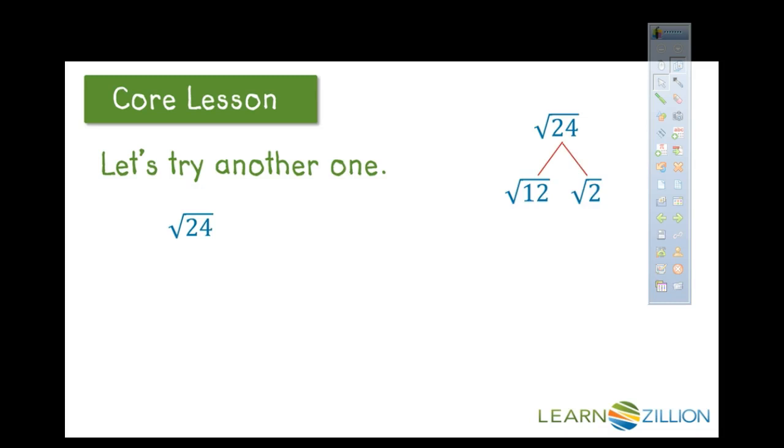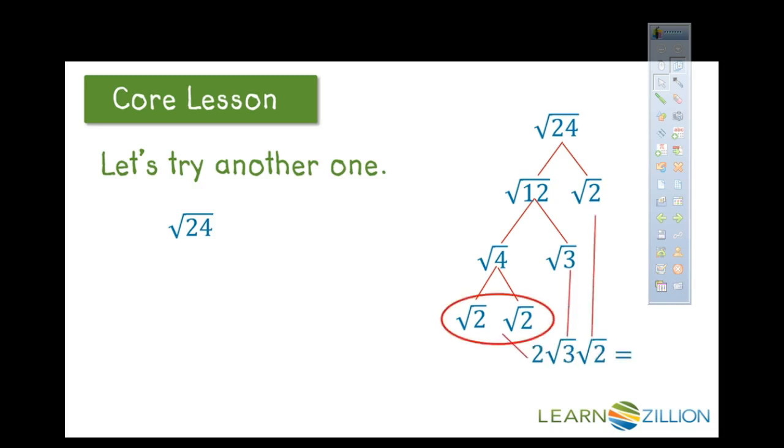The square root of 12 can be factored into the square root of 4 times the square root of 3. The square root of 4 can equal square root of 2 times the square root of 2, which ultimately equals 2. What's left without a pair? You have a square root of 3 and another square root of 2. Putting it all together, you end up with 2 square roots of 6.